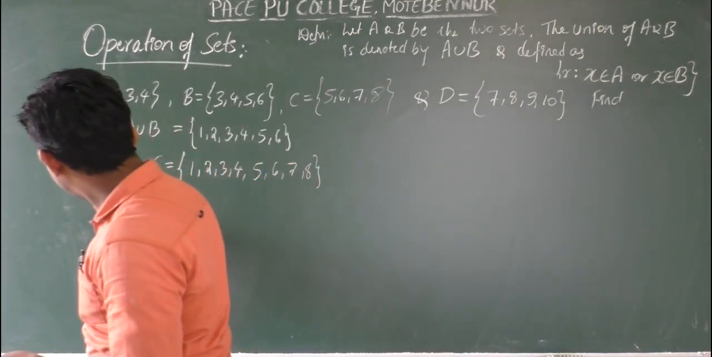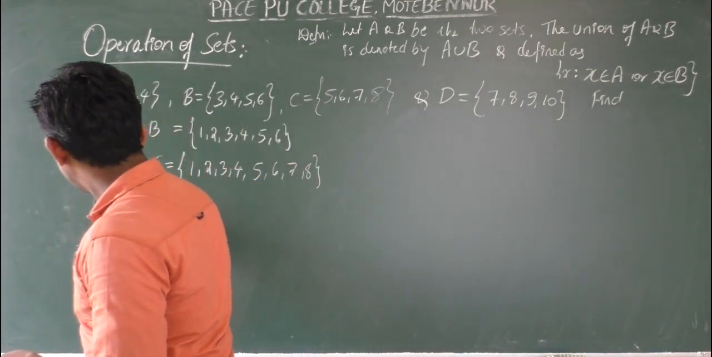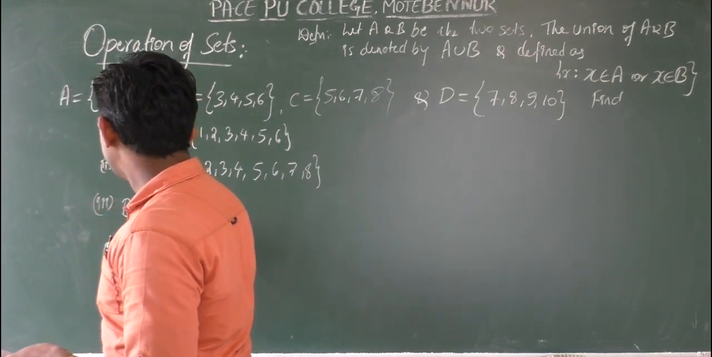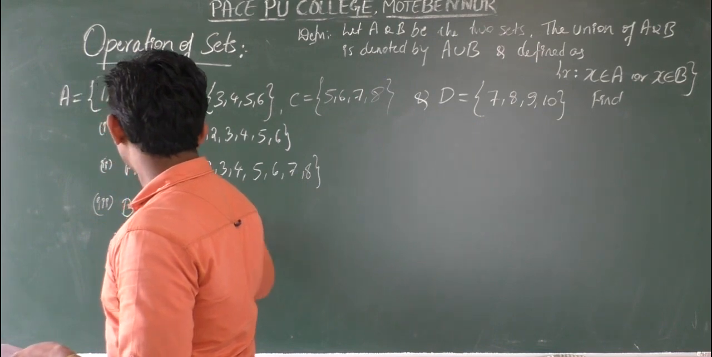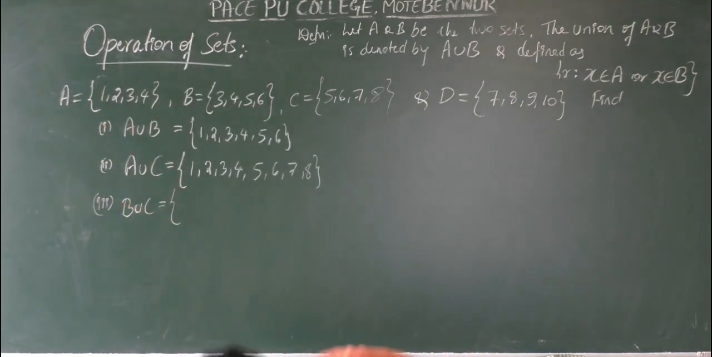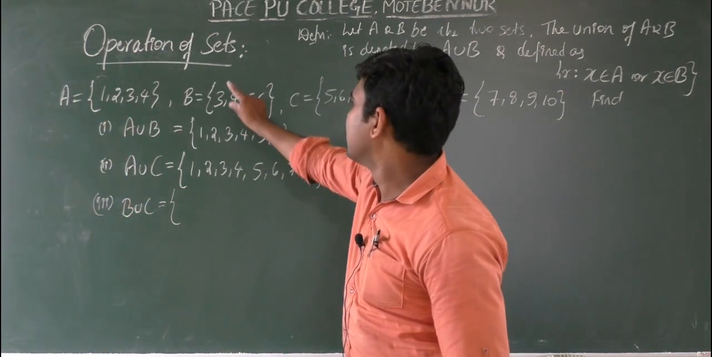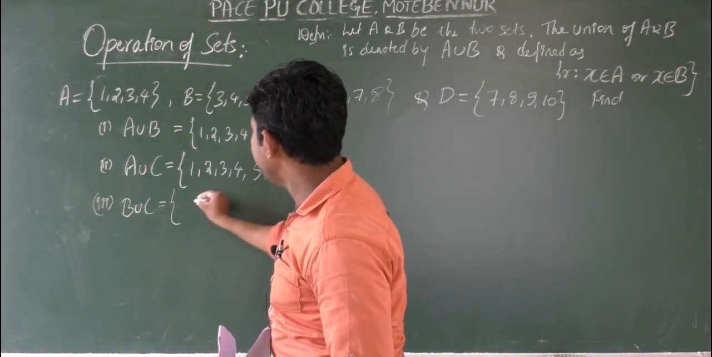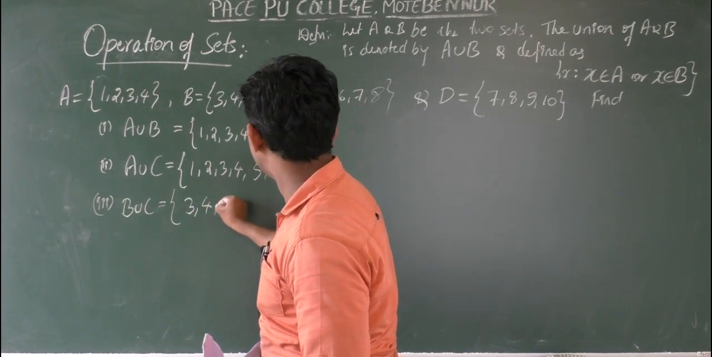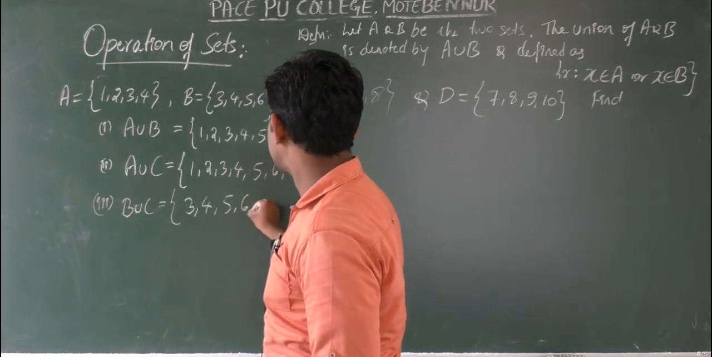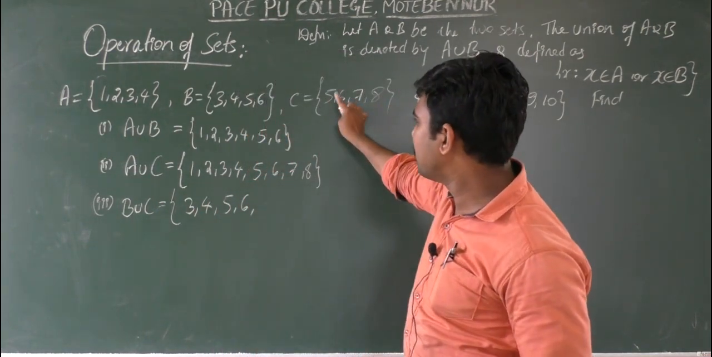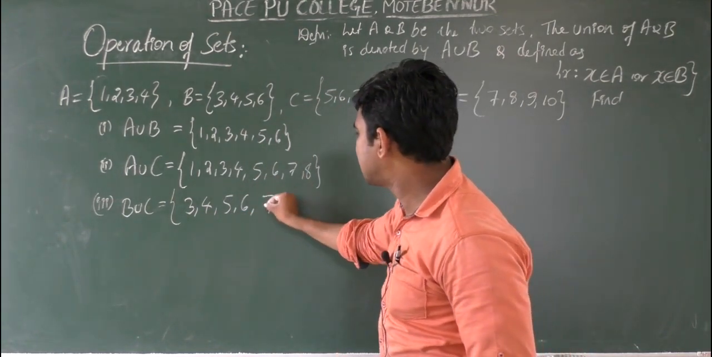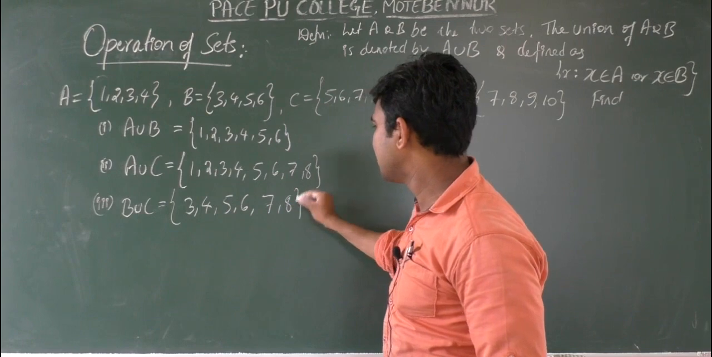Next, B union C. They ask B union C. So now look at the sets B and C. This is B and this is the set C we have. So write the elements 3, 4, 5, 6. Next we have again 5 and 6, don't write again. Okay, we should not repeat the elements. The next element is 7 and the next element is 8.